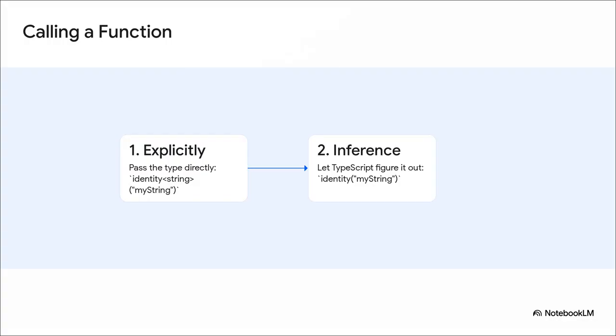So how do you use one of these things? Well, you've got two options. You can be super explicit, like in the first example, and tell TypeScript, hey, I am using a string here. But honestly, the second way is where the real magic is. It's called inference. You just call the function, and TypeScript is smart enough to look at the value my string and go, oh, okay, I get it. Type must be string. It just works. Less typing for you, and your code stays clean.